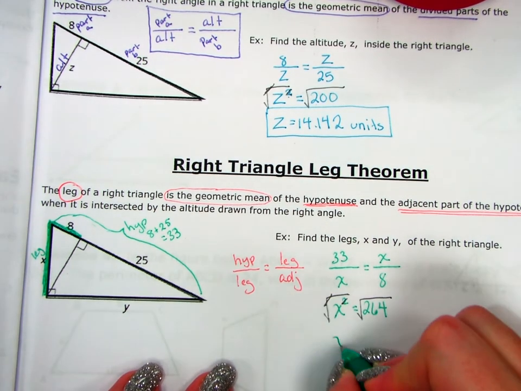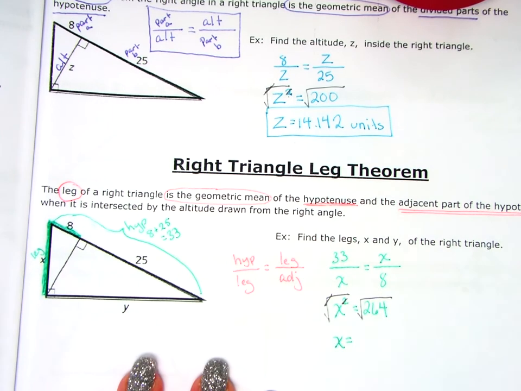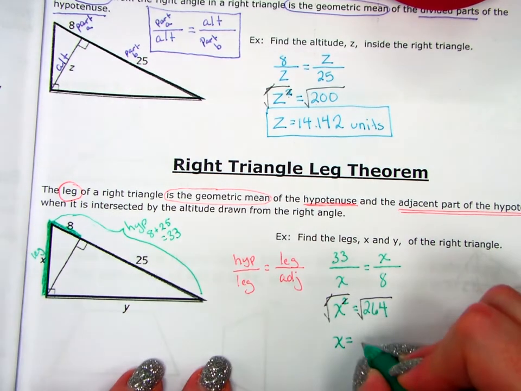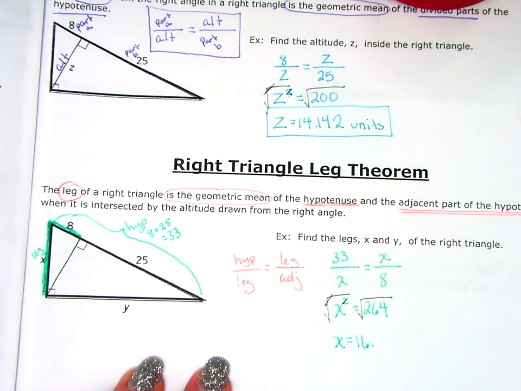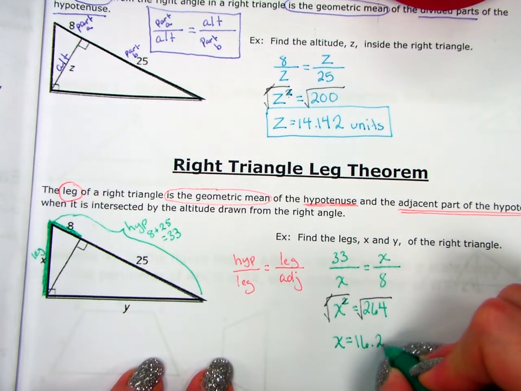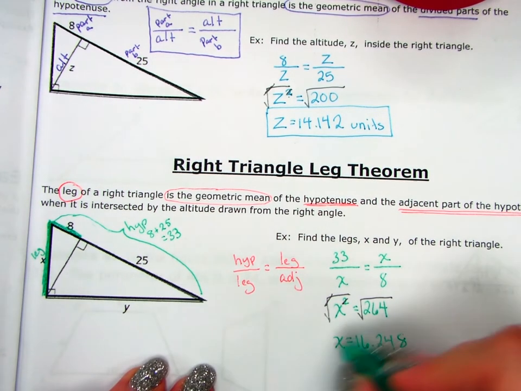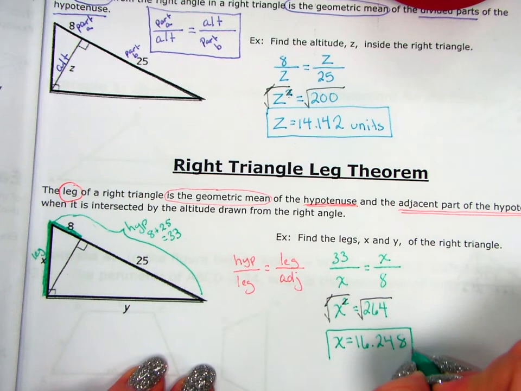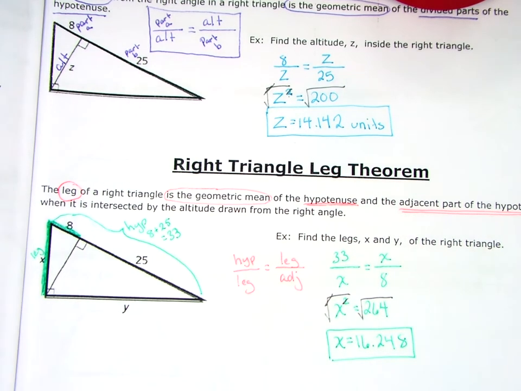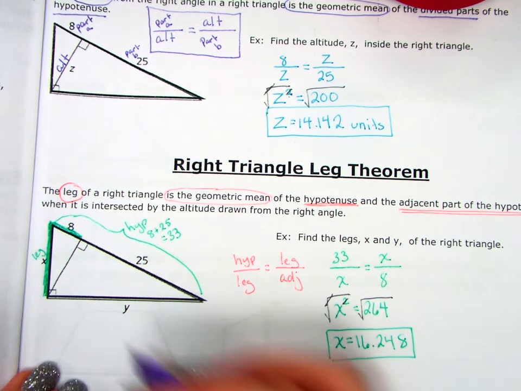My square and my square root cancel, leaving me with just x equals the square root of 264, which is 16.24. After that is an 8, and after the 8 is a 1, so I don't round up, I leave it an 8. I still have another leg. I have to find the other leg, right? Because we have two legs. We want to know how long both of them are. Okay? So now I'm going to go find the other leg.